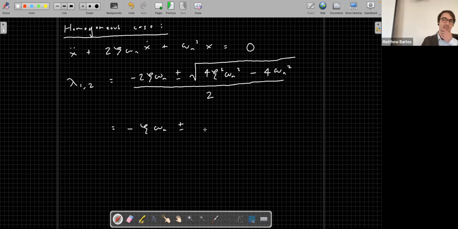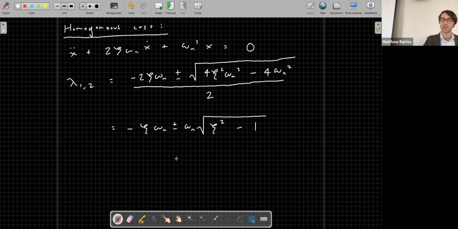And let's look at this expression here. This 4 factors out, becomes 2 outside of the square root, and that divides out. The omega n appears in both terms. So what we can do is rewrite this as zeta squared minus 1 and move the natural frequency outside of the square root. So we have omega n times the square root of zeta squared minus 1.